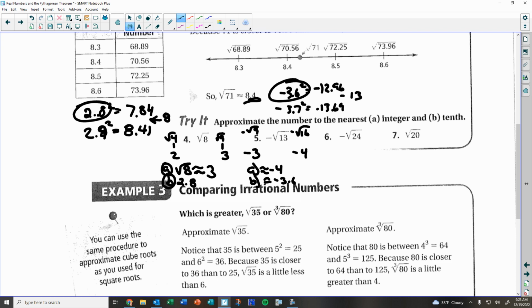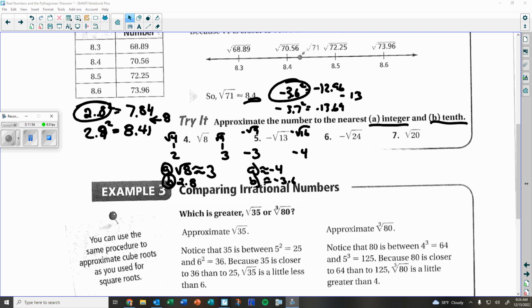All right, we'll skip 7, but I want you guys to try number 6. See if you can find A, the closest integer, and then B to the nearest 10th. Okay? You can work with your group. So try that one. Let's see how you do. We'll come right back.